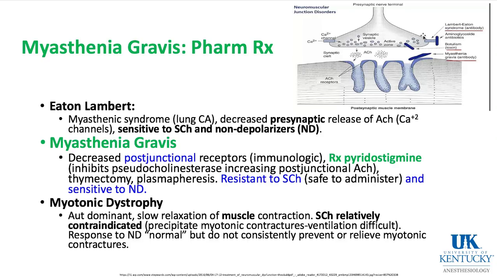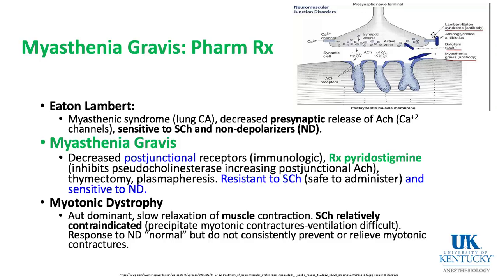So think of this person with lung cancer, Eaton-Lambert syndrome, where they get stronger when they exercise, as opposed to myasthenia, where they get weaker when they exercise. And the problem is presynaptic release of acetylcholine, and they tend to be sensitive to both succinylcholine and non-depolarizers.